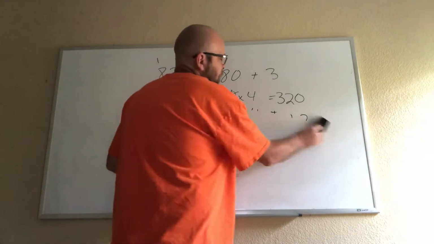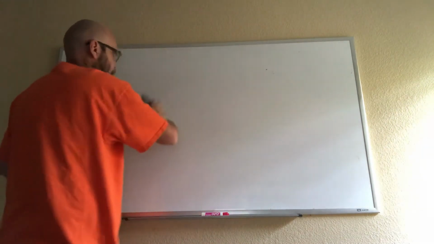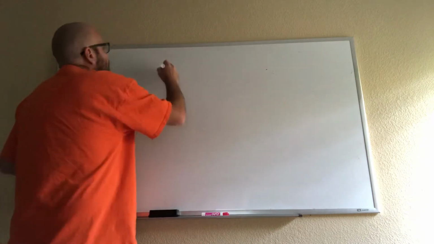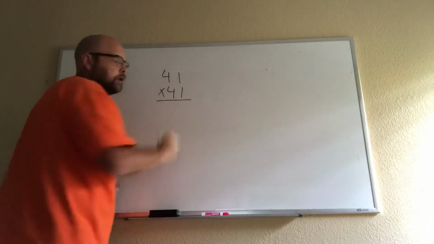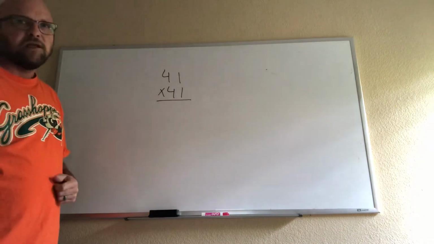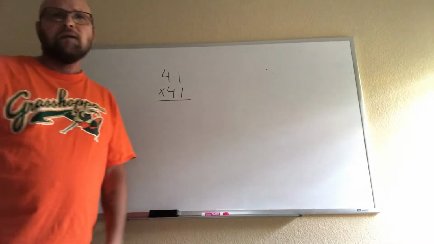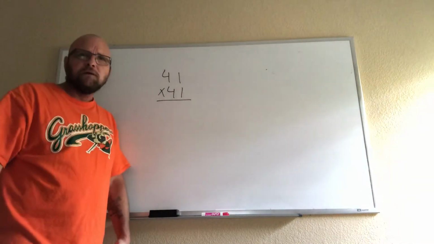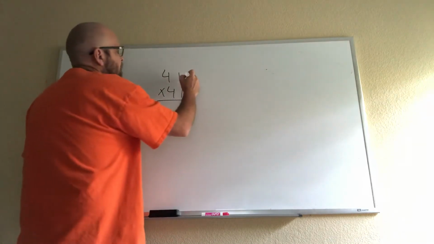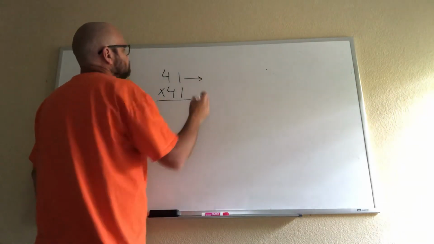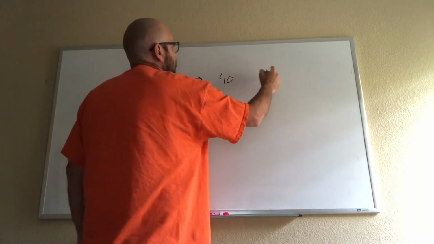Let's look at the one that was the most difficult. And that one was 41 times 41. And you're all like, what? I don't want to do two digit by two digit. What? That's so hard. Well, again, I'm going to break it down into expanded form. I'm going to take this 41 and I'm going to make it 40 and 1.